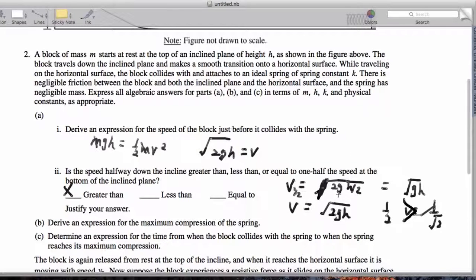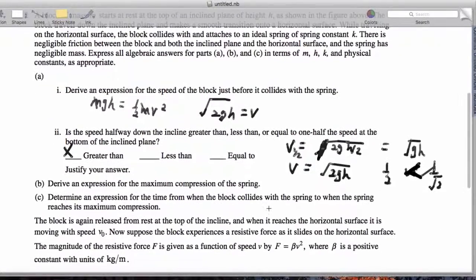So that's my reasoning. Basically, I just found v halfway and v at the bottom, and took the ratio, and I realized I got 1 over square root of 2, which is less than... let me say that one more time. 1/2 is less than 1 over square root of 2, which is the ratio of v halfway to v. So what that means is the speed halfway down is bigger than half the speed at the bottom of the inclined plane. Now it says derive an expression for the maximum compression of the spring.